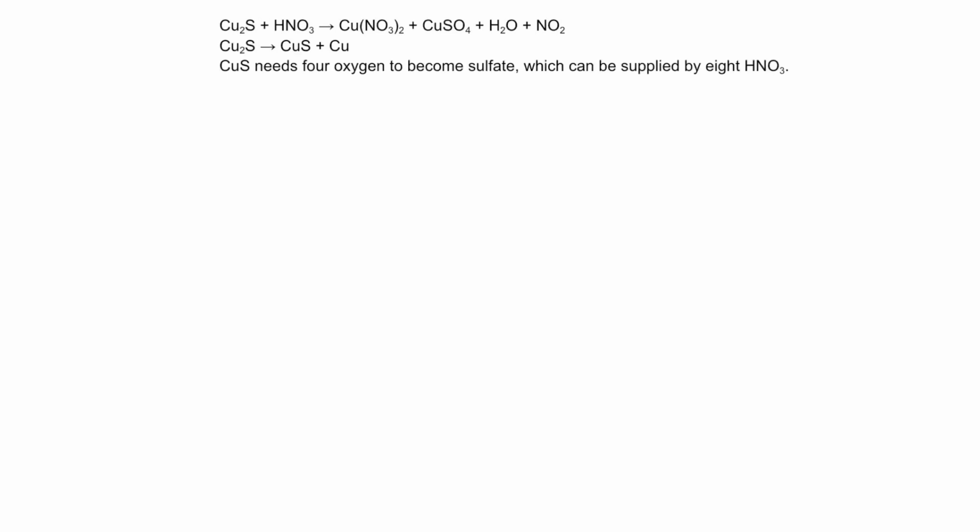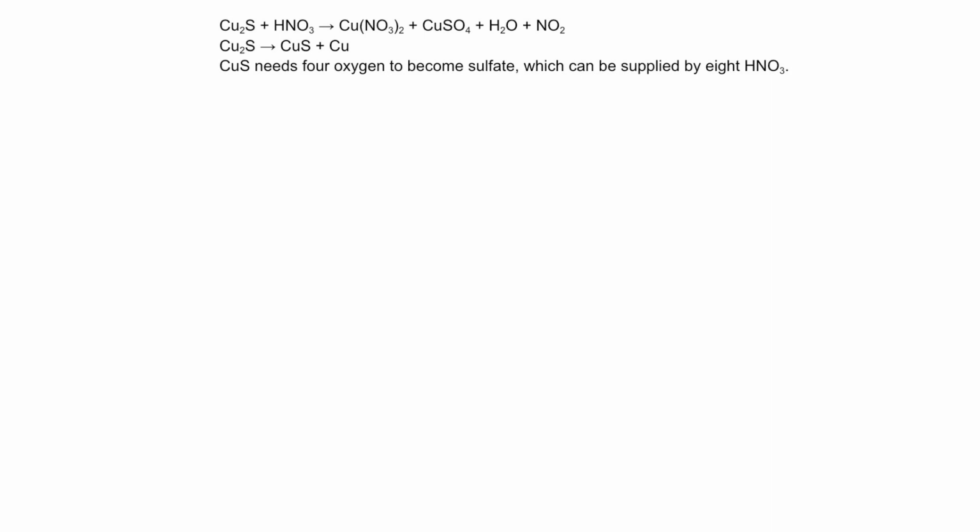Now we have an easier one. It's the reaction of copper(I) sulfide and nitric acid. So copper(I) sulfide is a pretty low oxidation state, so it will readily be oxidized to the 2+ oxidation state and leave behind just some copper. So you have CuS and copper.